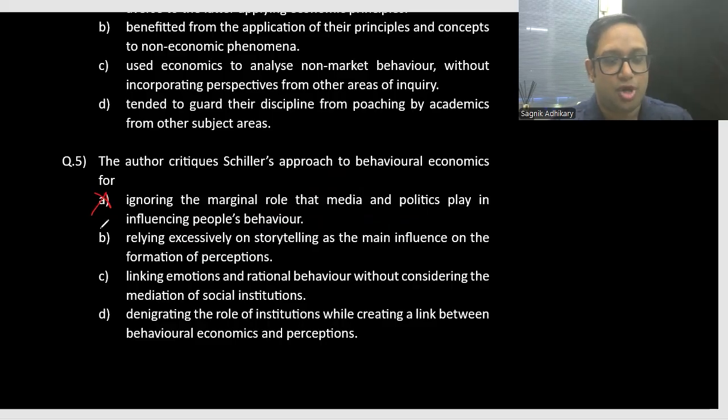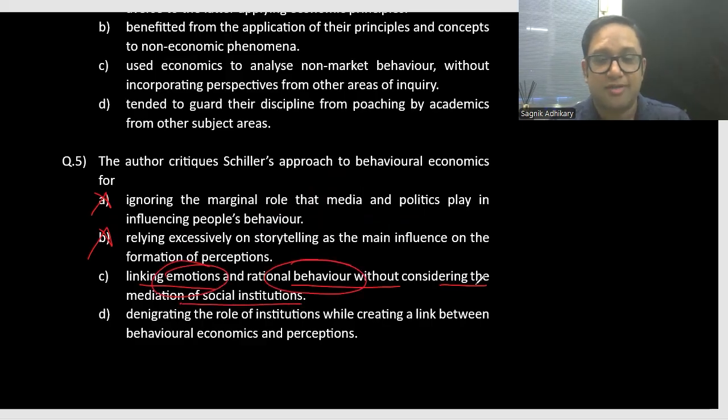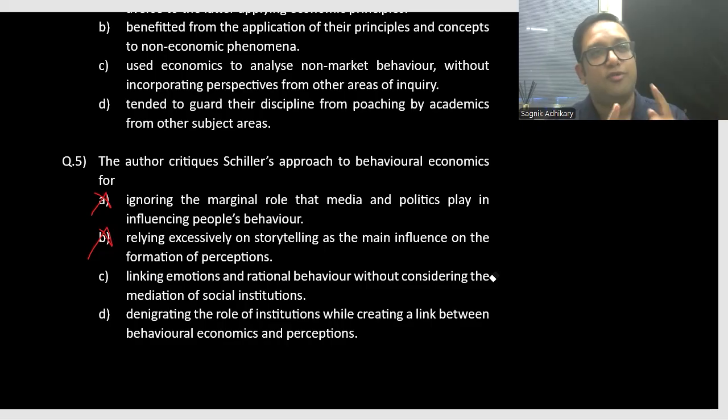So not B. Option C: linking emotions and rational behavior without considering the mediation of social institutions. Yes, linking of emotions and rational behavior without considering the mediation of social institutions. This is not mentioned exactly like that, but we were talking about the confluence of sociopolitics. So social institutions, political institutions, they're both omitted in that concept, which means C is close. It comes as a valid choice. Let's see if there is an option which specifically speaks of political institutions or political aspects.